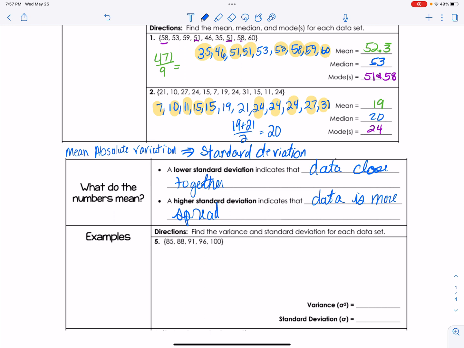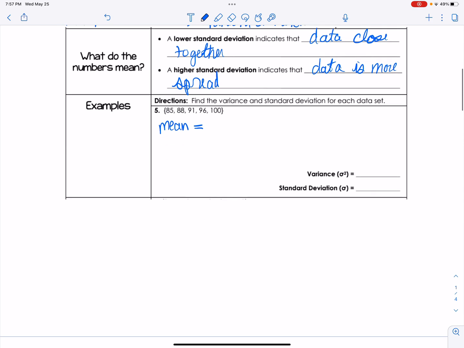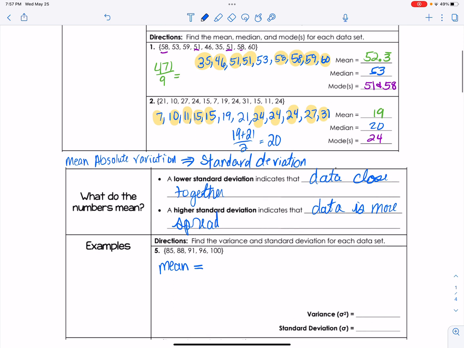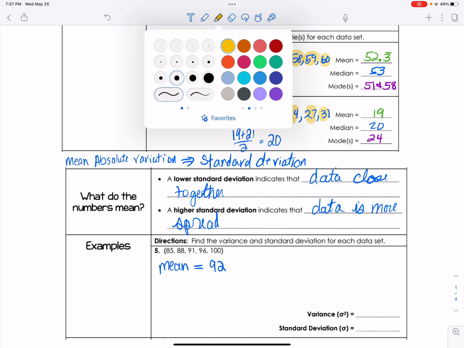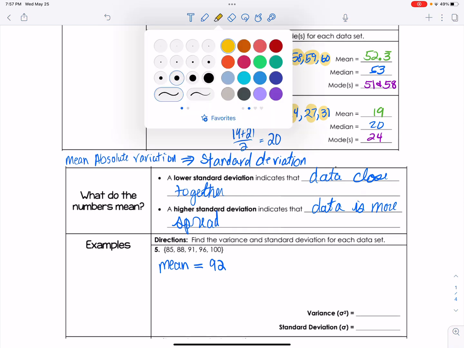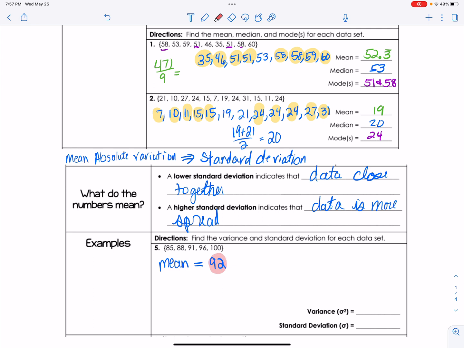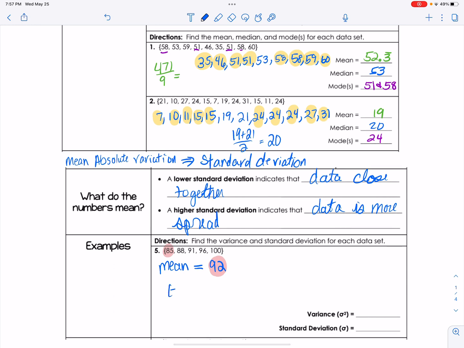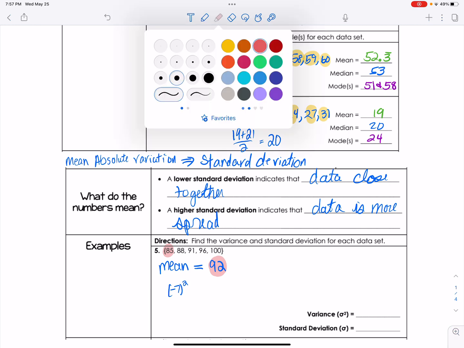So to do this part, the first thing you find is the mean. You add them together and divide by how many there are. So that's 92. Now I'm going to use a highlighter so you can see this. You're going to take every single one and see how far it is from 92. So 85 minus 92 is a -7, and I'm going to square it because I need to make it positive.